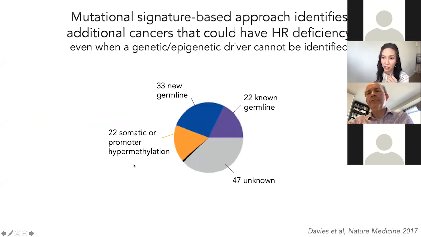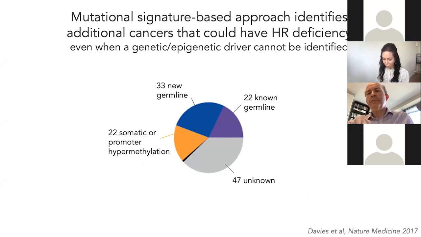We identified another 22 women who had somatic mutations in BRCA1 or BRCA2 or promoter hypermethylation of BRCA1. So we did have epigenetic data for some of these cases. But for a third of the patients who had high HR-Detect scores, who had the signatures of BRCA-ness, we could not find a genetic or epigenetic driver. So if you do targeted sequencing, you are not going to see this third of cases who have the signatures, but they must turn off the pathway in some way that we don't fully understand yet.